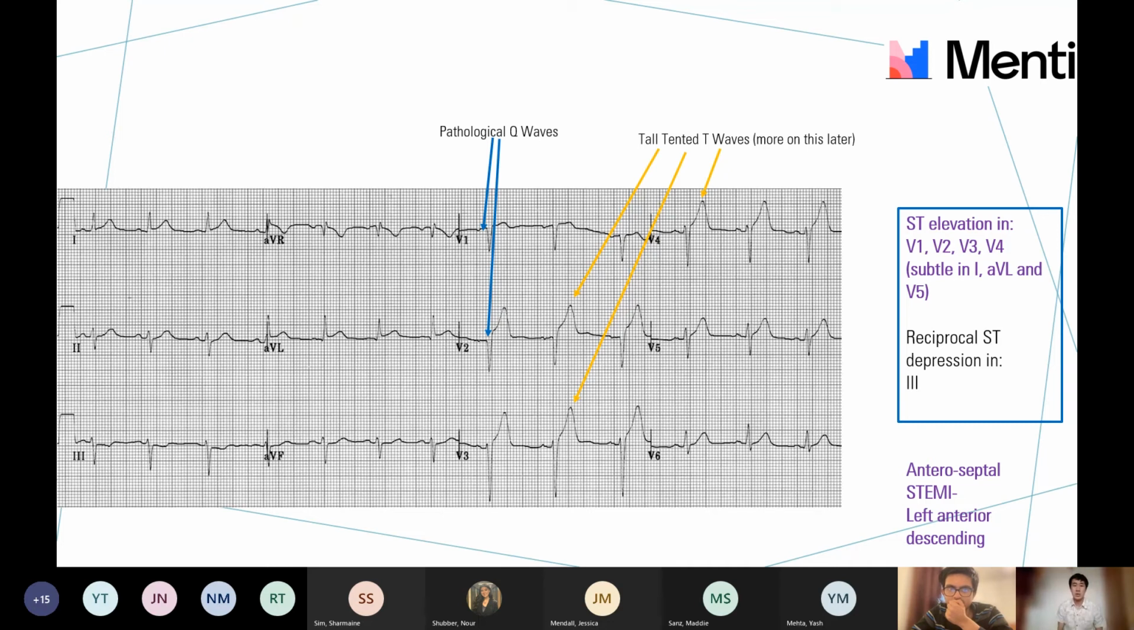So the way you can tell between the tall-tented T waves of hyperkalemia, sorry, I made this presentation half asleep, and the hyperacute T waves that Anush refers to is that hyperacute tend to be less symmetrical, whereas tall-tented T waves have one up and one down. Good.